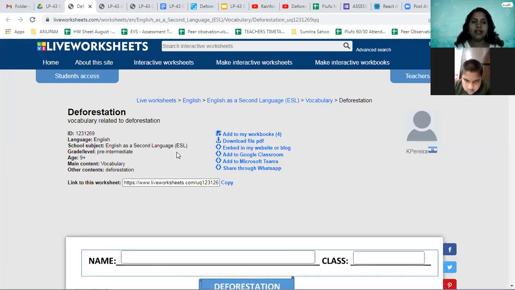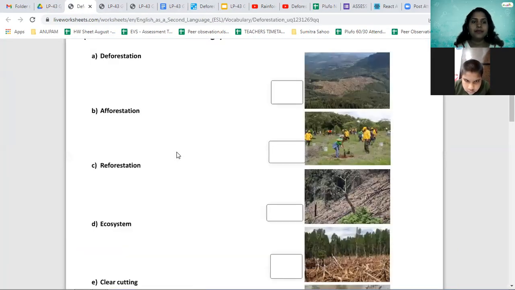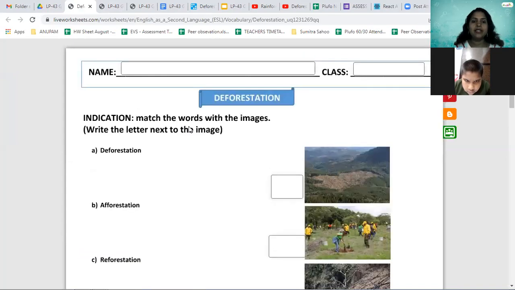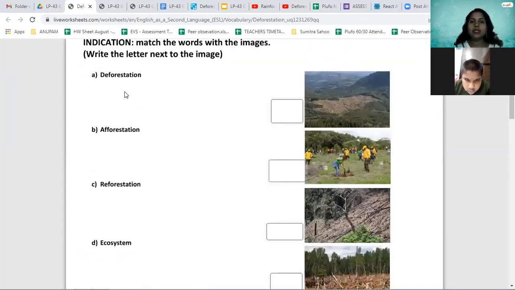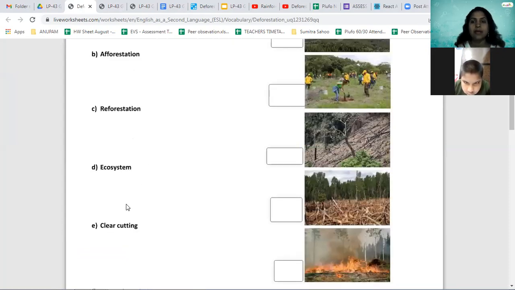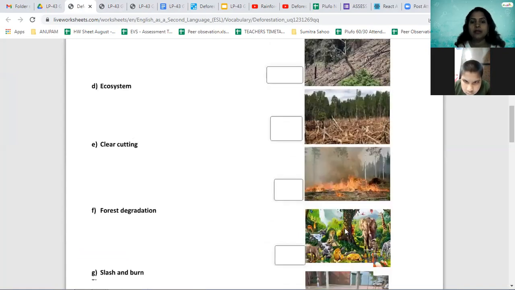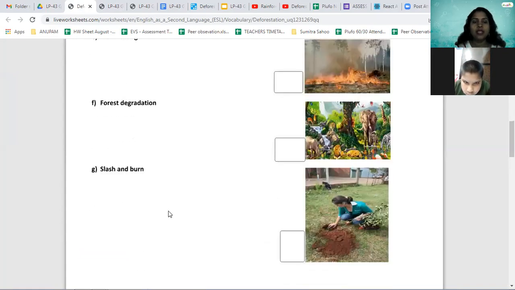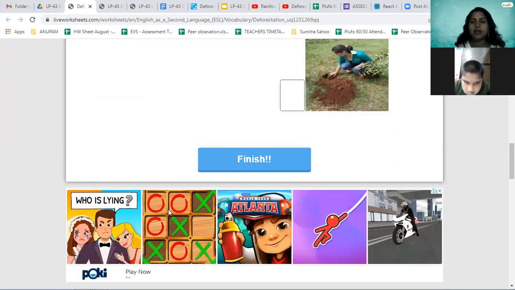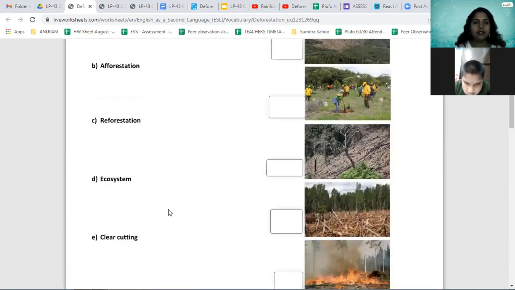Now there is another worksheet. Match the words with the images. Which is deforestation, which is afforestation, which is reforestation. Reforestation means planting the trees. Then ecosystem, which one is the ecosystem? Then which one is forest degradation? Then slash and burn. Okay, then you have to finish this.